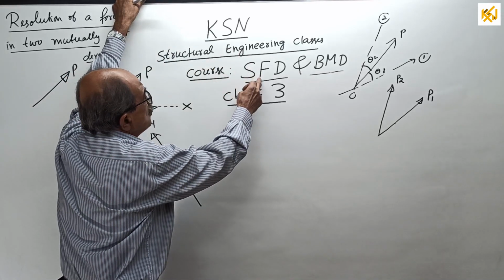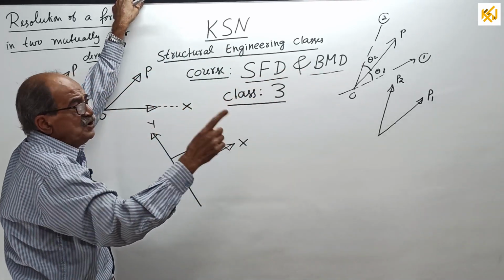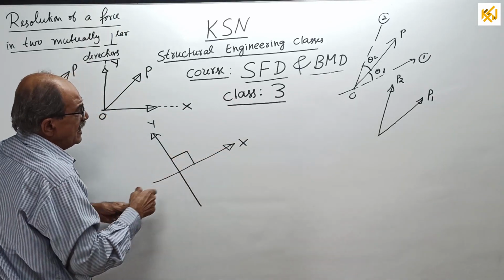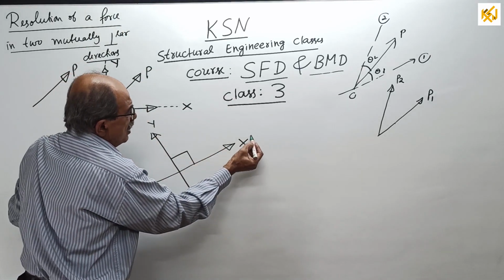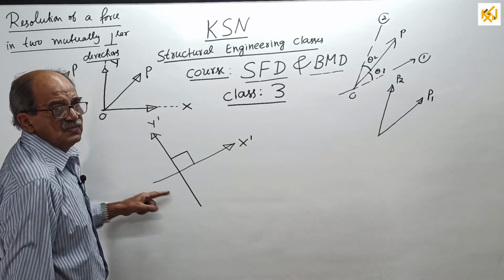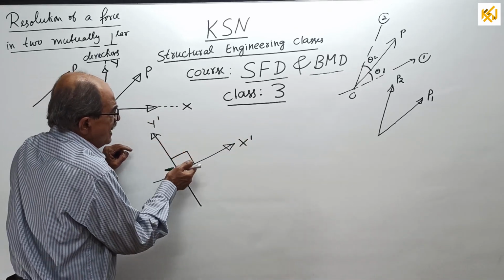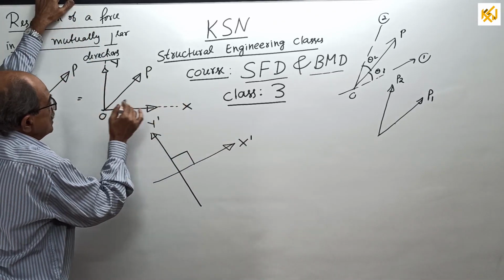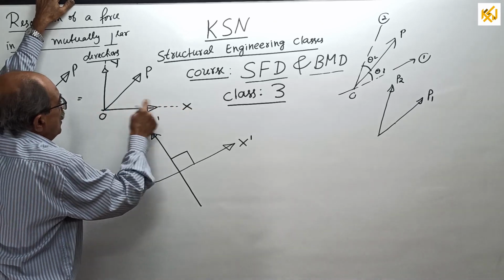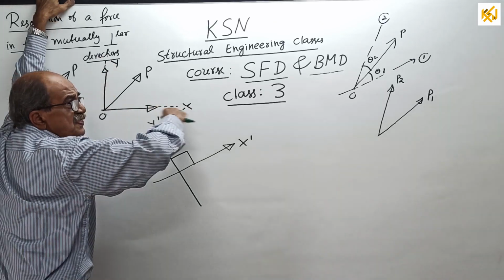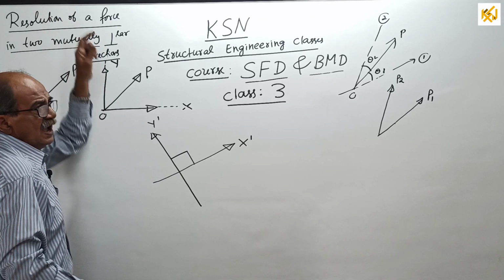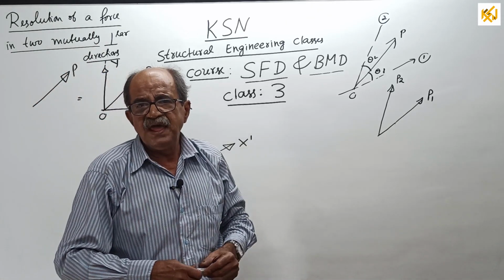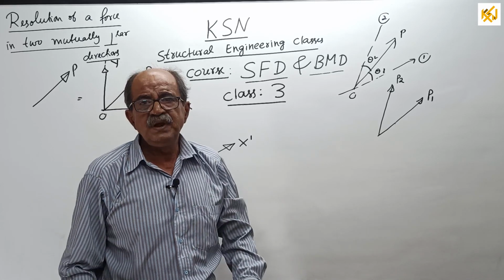But for our course, SFD and BMD, the major portion will be X and Y. Still, just to distinguish, I can call these X dash and Y dash. Here resolution is along X dash and Y dash. After I complete the resolution along OX and OY, that is OX horizontal and OY vertical, I will give an example for this also. I will cover this one too. This resolution will take a little time, but it is very important.